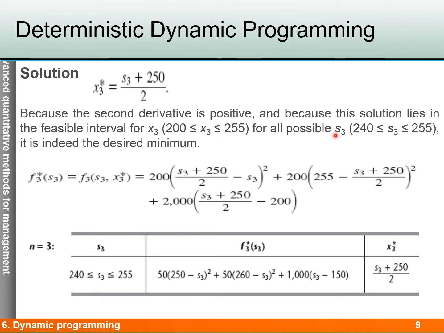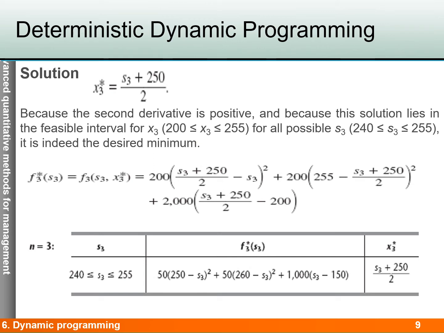Let's check. If I put here 240 plus 250 divided by 2, it's 490 divided by 2, which is 245. Yes, it's here. 255 plus 250 divided by 2, I think it will give us 252.5. Yes, it's here. So all the values of S3 show us that this works for X3.